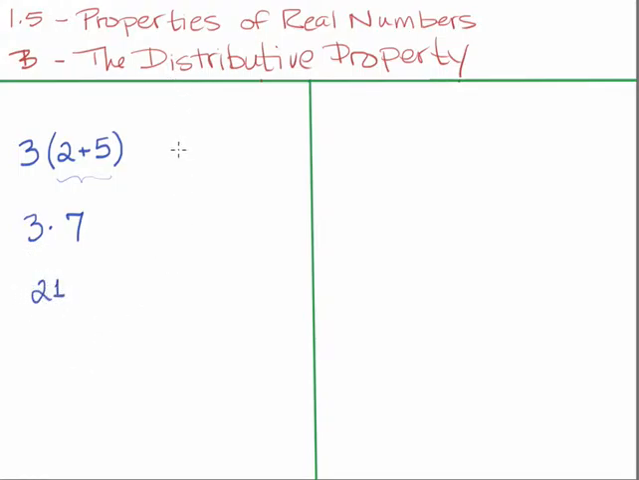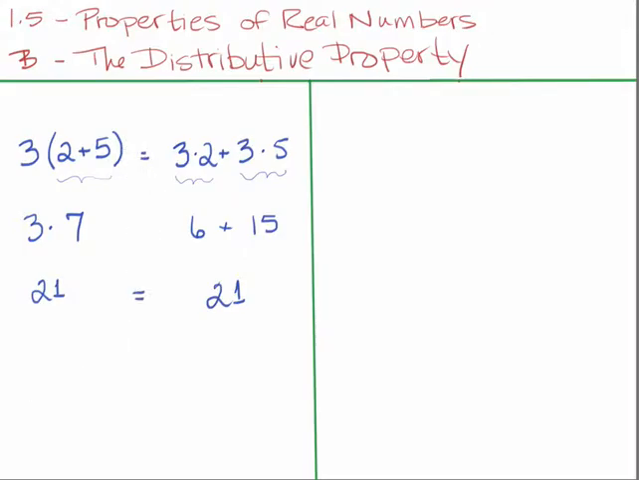The distributive property says that I don't have to do it in this order. I can think of this as 3 times 2 and 3 times 5. In other words, this is 3 times 2 and 5. So this is 3 times 2 and 3 times 5. Order of operations here tells me I need to do multiplication before addition. So here I get 6 plus 15, and 6 plus 15 is also 21.